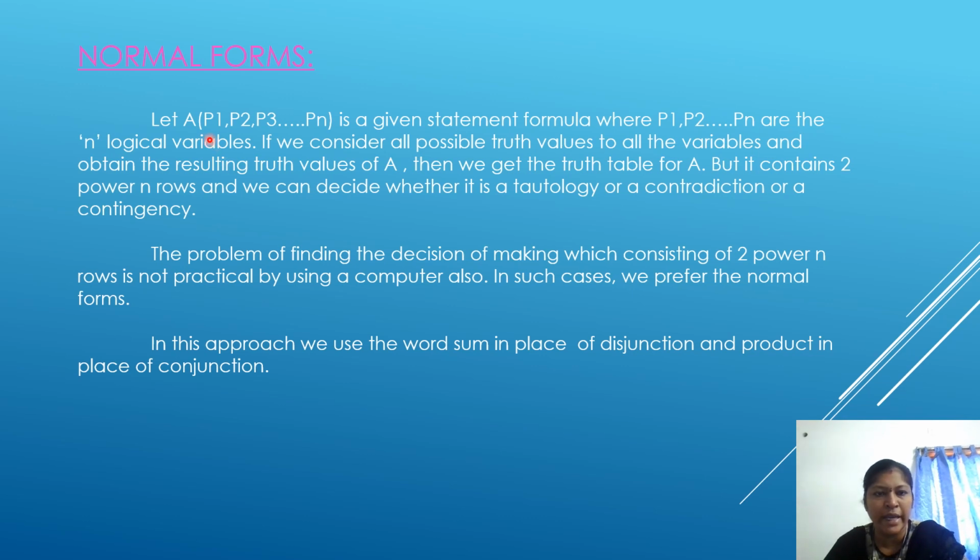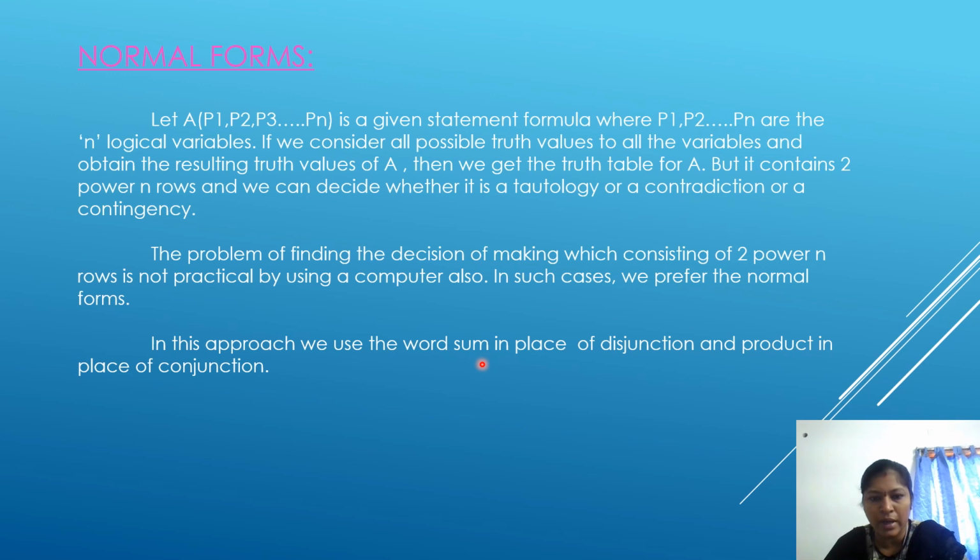Normal forms. Here we are taking the propositions P1, P2, P3 and P4 and so on in the set A. It is a given statement formula with P1, P2 and so on, and other logical variables. Here we can observe that it contains two power n rows and it is a tautology or contradiction or a contingency. This problem of finding the decision with two power n rows is practical by using a computer also.